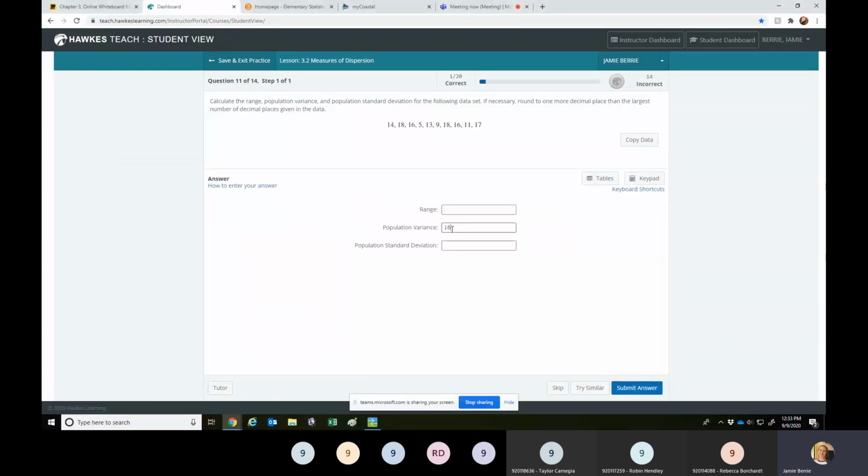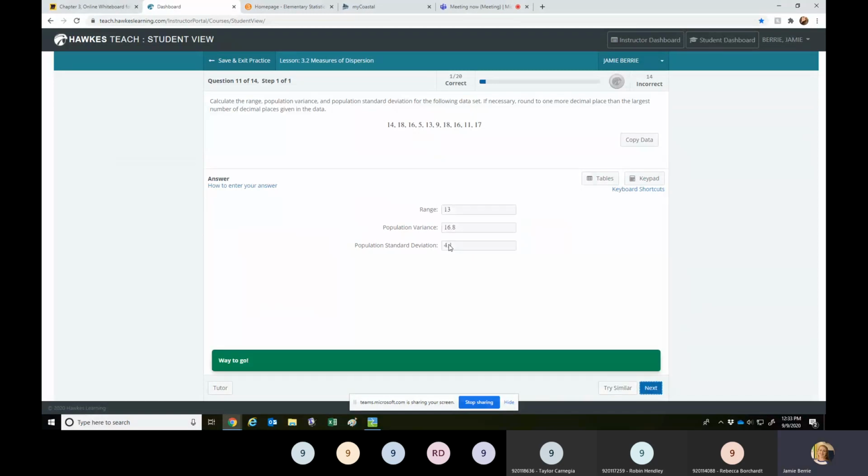So let's see if that'll work. The range: the highest is 18, lowest is 5, so that's 13. And then that was 4.1. Oh yeah, that works. So it's okay if you just round to one decimal place. It looks like that's fine for homework.